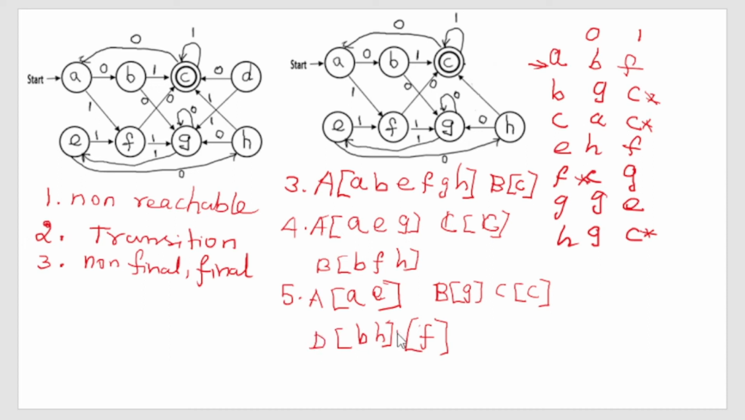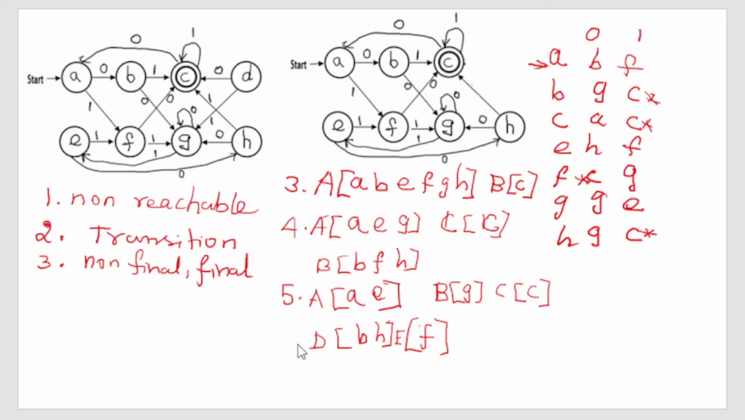Again see AE. So A is BF, E is also HF, which falls on the same group. So no more separation is possible. And then G, it is a single state, C is another single state, F is another single state. Let me check BH. BH leads to GC, the same group. H is also GC, which leads to the same group. So with this we have completed the separation of groups.